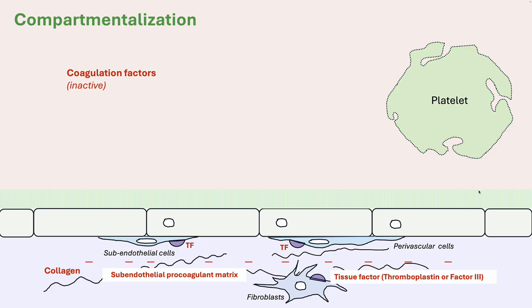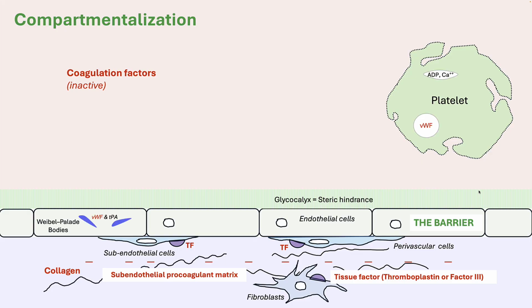Compartmentalization is achieved by keeping the subendothelial procoagulant matrix and tissue factor away from the coagulation factors. This is achieved by the barrier of the endothelial lining, which along with the glycocalyx provides steric hindrance to these coagulation factors. Similarly, platelets and endothelium lock away the chemicals that are involved in inciting the coagulation factors. And endothelium also actively secretes substances that will keep your calcium locked away from platelets.